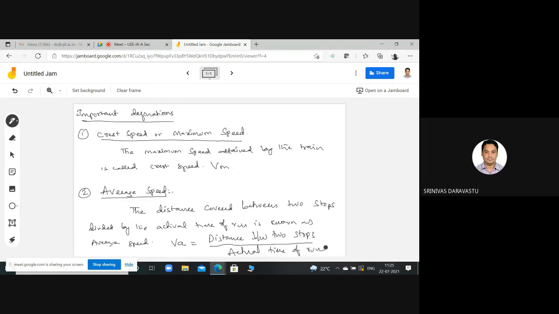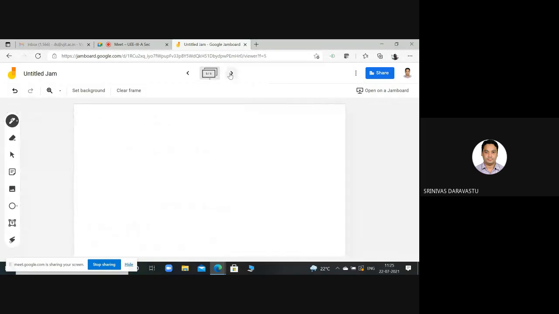Okay, and the third one is scheduled speed. Next one is scheduled speed. It is defined as the ratio of the distance traveled by the train to the actual time of run plus time of stop. That is called scheduled speed.